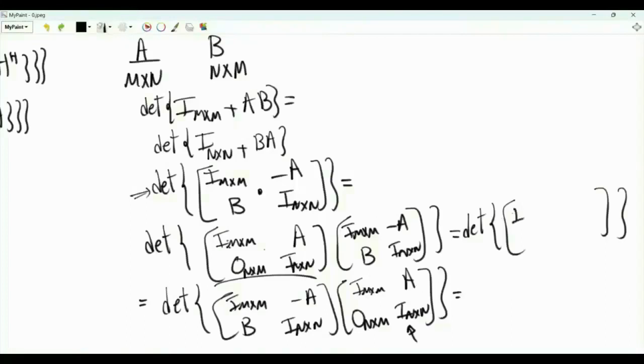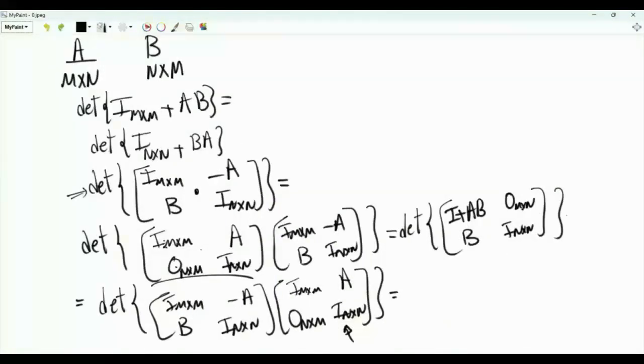Here we have identity by identity, that's identity, and then we have AB. Then we have identity times minus A plus A times identity, that's the 0 matrix. Then we have 0 times identity plus identity times B, that's B here. And then finally we have 0 times minus A plus identity, so we get identity of size n by n.